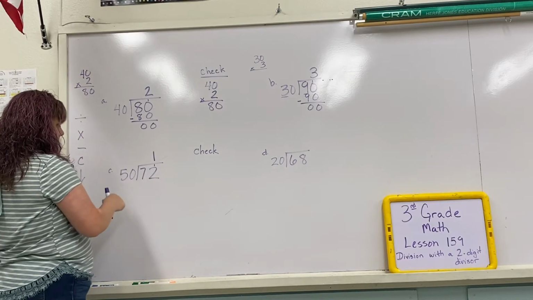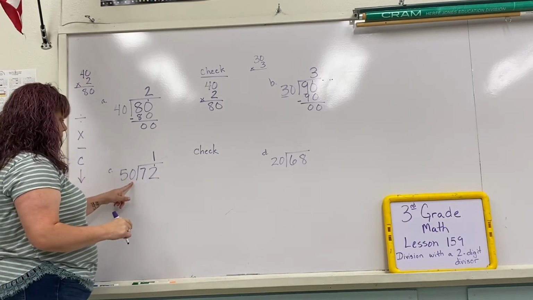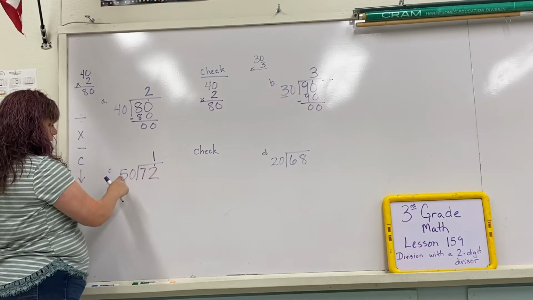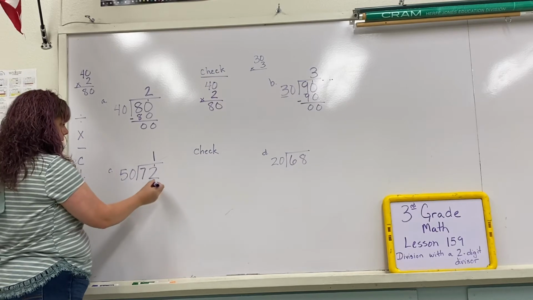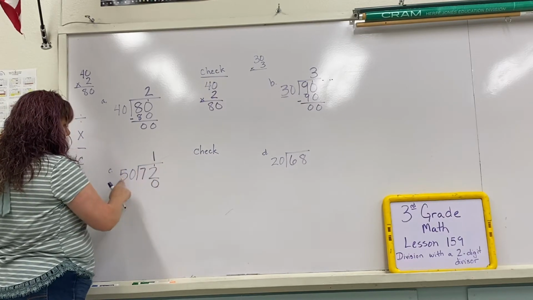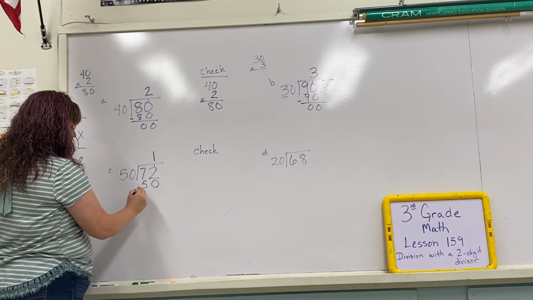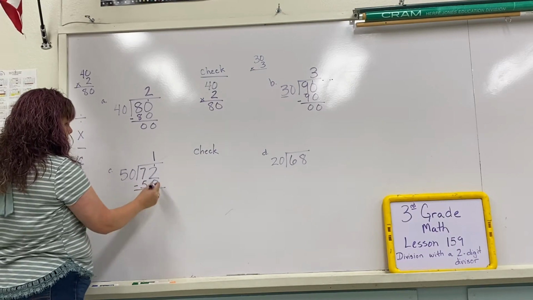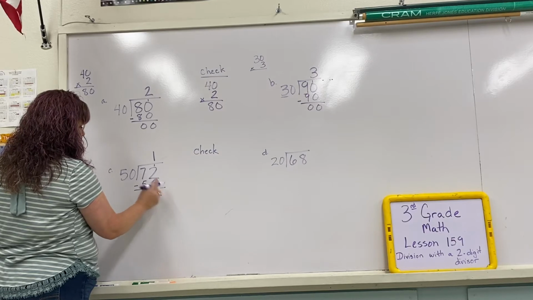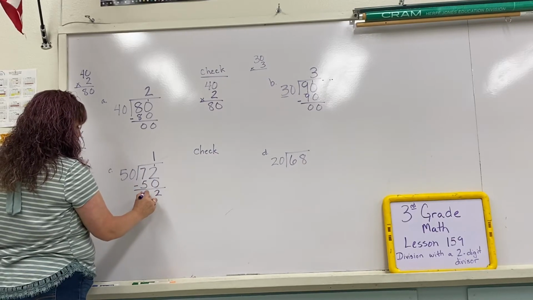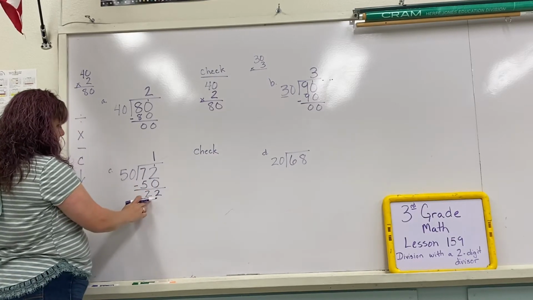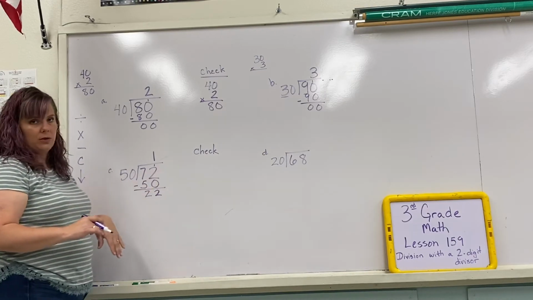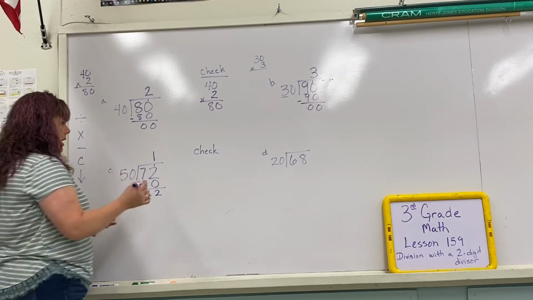Now we're going to multiply. 1 times 0, remember we're just doing it sideways. Doing the 1s first, then the 10s. 1 times 0 is 0. 1 times 5 is 5. Then we're going to subtract. 2 take away 0 is 2. 7 take away 5 is 2. Is 22 smaller than 50? Yes, it is. Is there anything else to bring down? No, there's not, so we have a remainder.